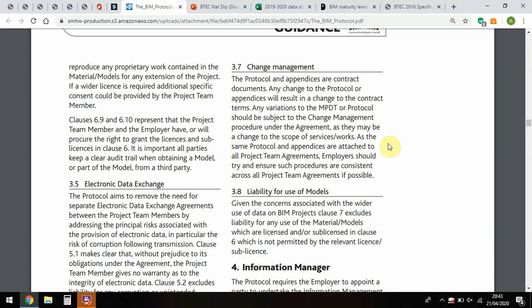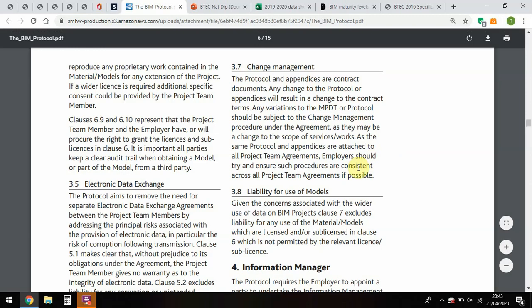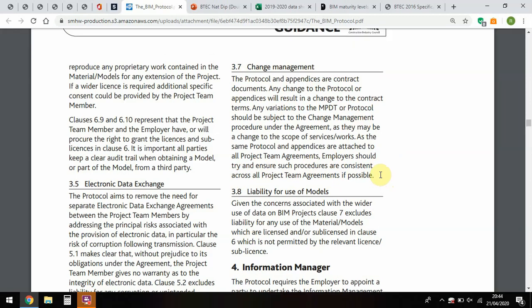What it's saying here is this protocol is putting together rules so that if anything does change, employers should try and ensure that procedures are consistent across all project team agreements. So what it's basically saying is that if something's going to change or if there's going to be any editing to those models, everyone needs to be aware that it's happening.